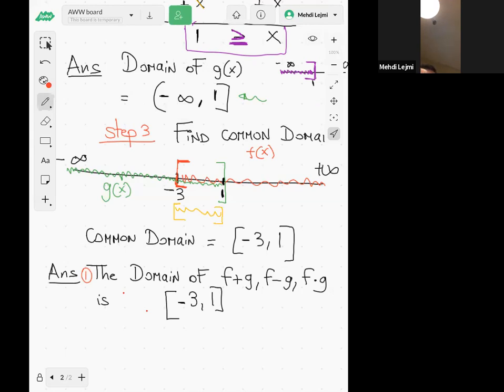Now, for f over g, we have to exclude from the common domain the values where g of x is 0. For the domain of f over g, as you can see, guys, we're gonna divide by g, right? So we have to exclude where g is 0 from the common domain.